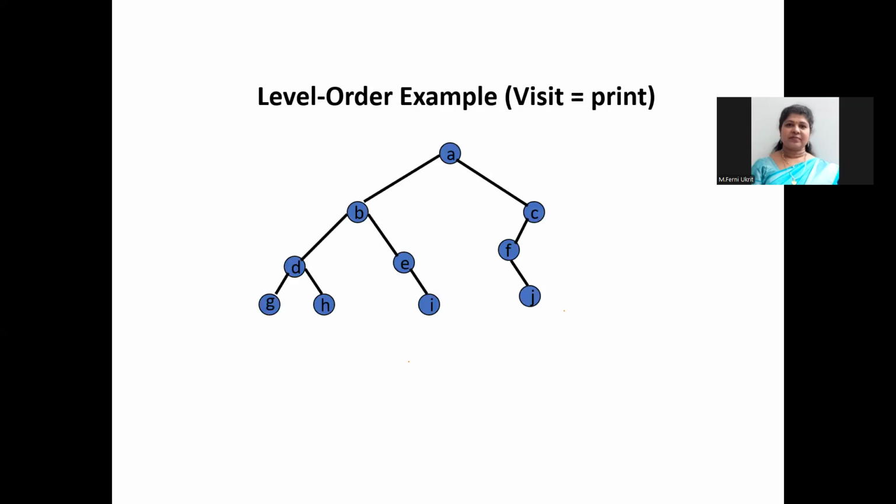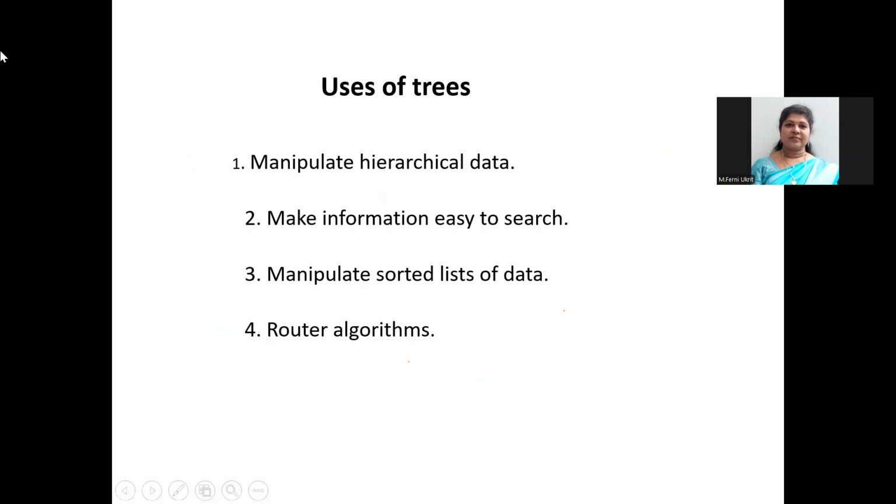Now level wise order, it goes level by level. You can see here, it goes level by level. That is this level A, then B and C, then D, E, F, then G, H, I, J. It goes level by level. See here: A, B, C, then D, E, F, G, H, I, J. It goes level by level. So till now we have seen all the four types of traversals.